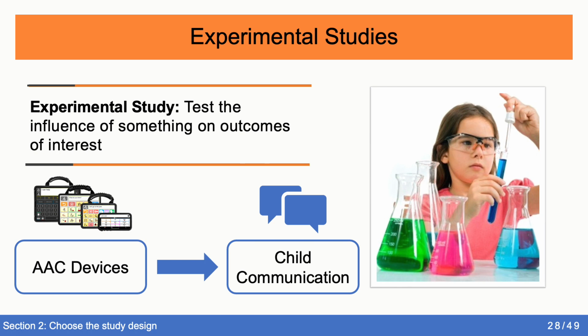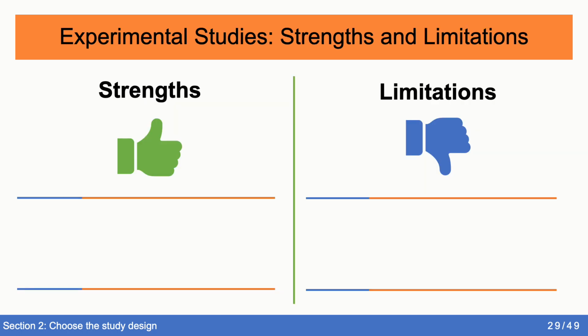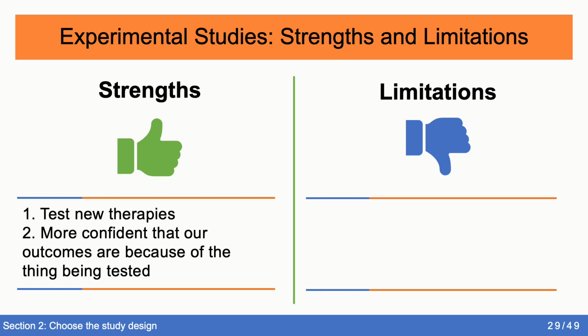In experimental studies, researchers can control the environment to reduce bias. In our AAC example, researchers will control who gets access to AAC, how long they get access to it, and how they are taught to use it. This helps researchers make sure that their study reflects the influence of the AAC devices and not another outside source. One strength of experimental studies is that they allow researchers to test new therapies and supports for autistic children and families.